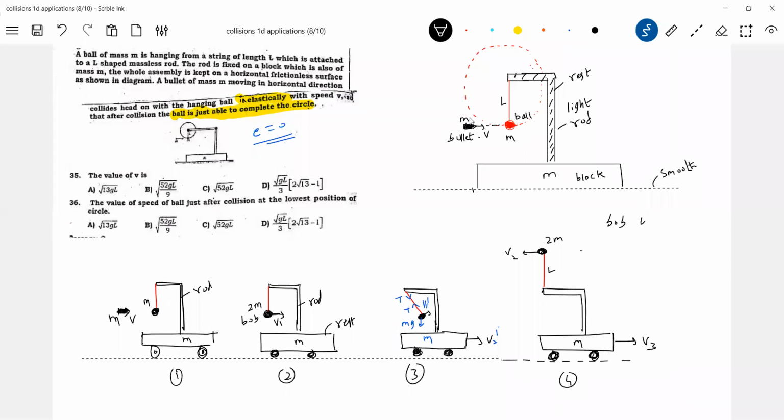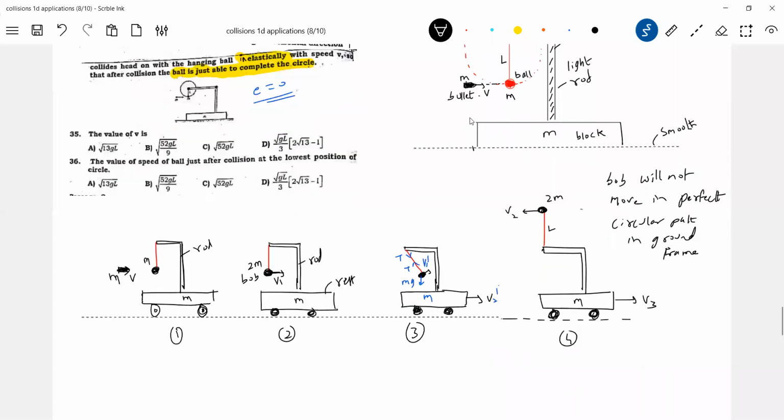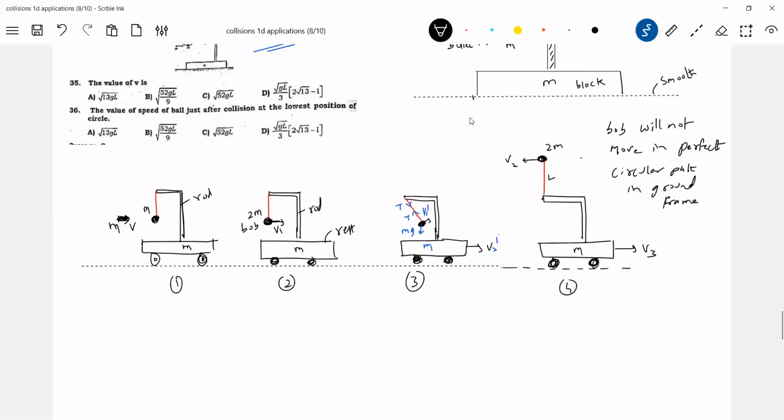The bob will not move in a perfect circle in the ground frame. So therefore, work done by tension on the bob is negative, and on the trolley it will be positive. Net work done in fact will be 0. All these backgrounds we are supposed to set up. Net work done. I'll directly come to the sequence here now.